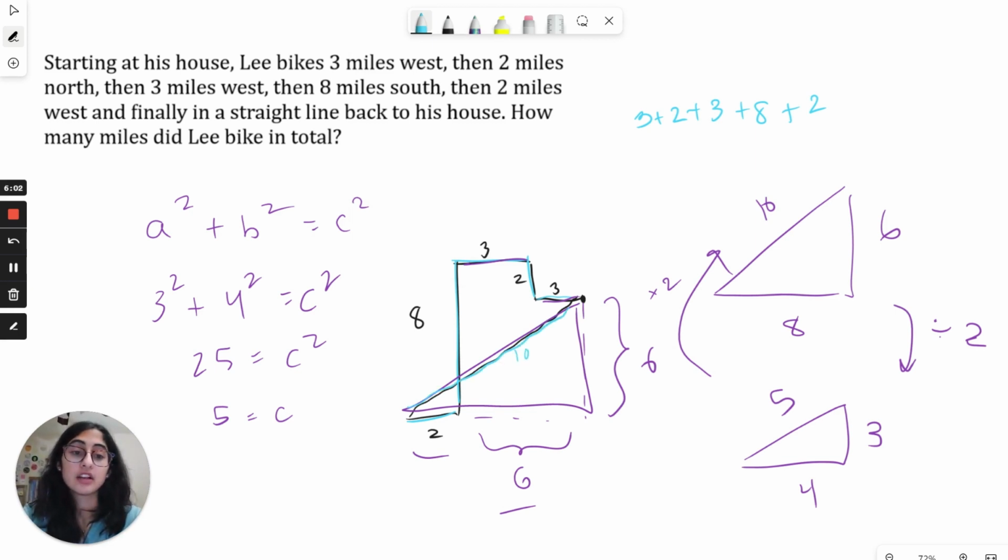So when we add up all of these distances together, 3 plus 2 plus 3 plus 8 plus 2 plus 10, well, we have 10 plus another 10 plus 3, 2, 3, that's 8. So 10 plus 10 plus 8 is going to equal 28. And so this right there is the total distance that Lee has traveled.